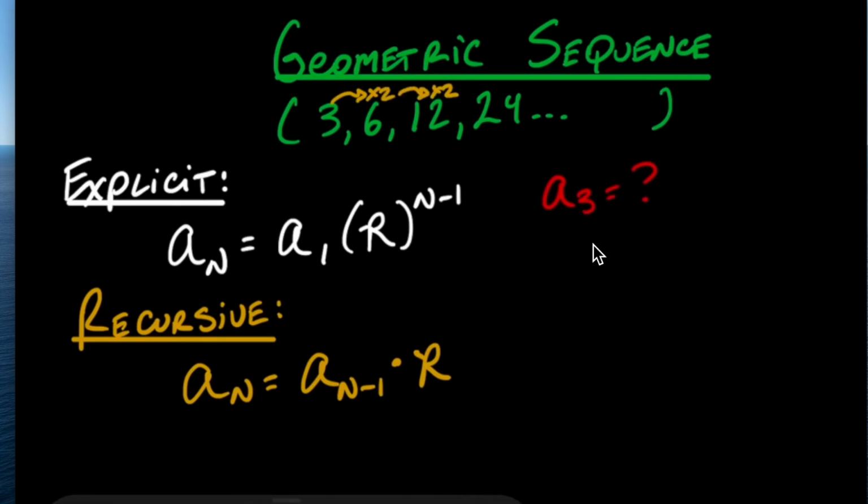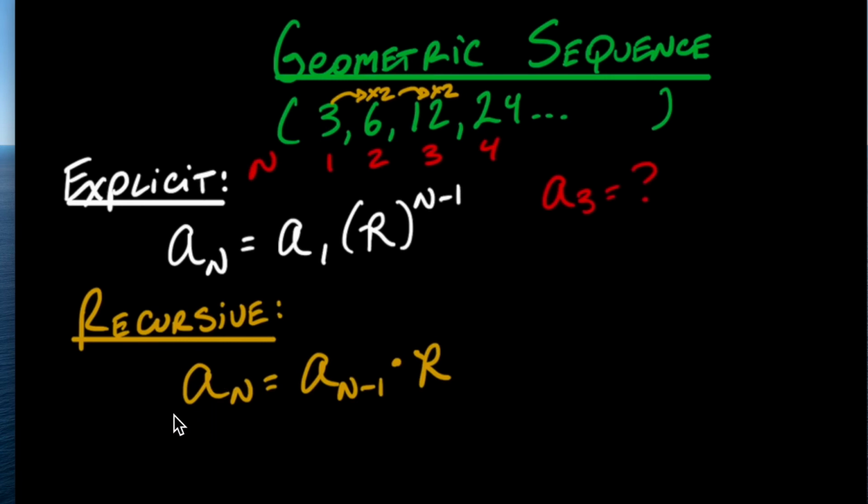And I'm going to put my positions underneath. These are the n values. Position 1, 2, 3, 4. If you're asked for a sub 3, what is the value at position 3? Okay, what do we do?